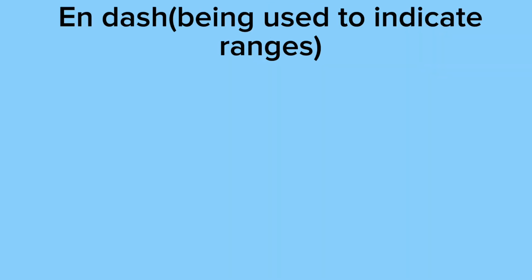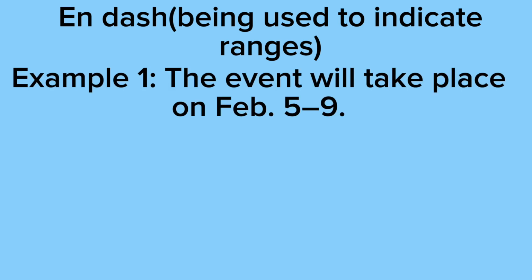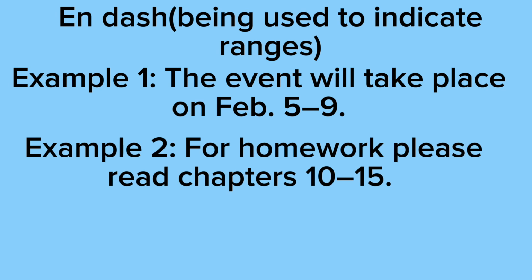En dash being used to indicate ranges. Example 1 says the event will take place on February 5th through 9th. So that means the event will take place on February 5th, February 6th, February 7th, February 8th, and February 9th. Example 2 says for homework, please read chapters 10 through 15. That means that chapter 10 should be read, as well as chapter 11, chapter 12, chapter 13, chapter 14, and chapter 15.